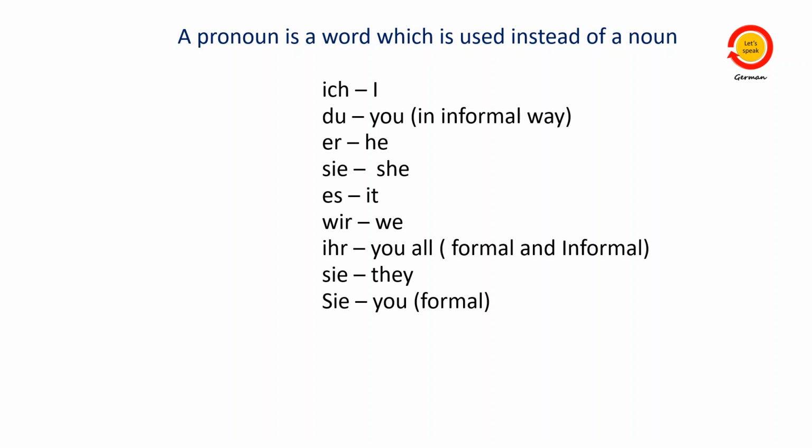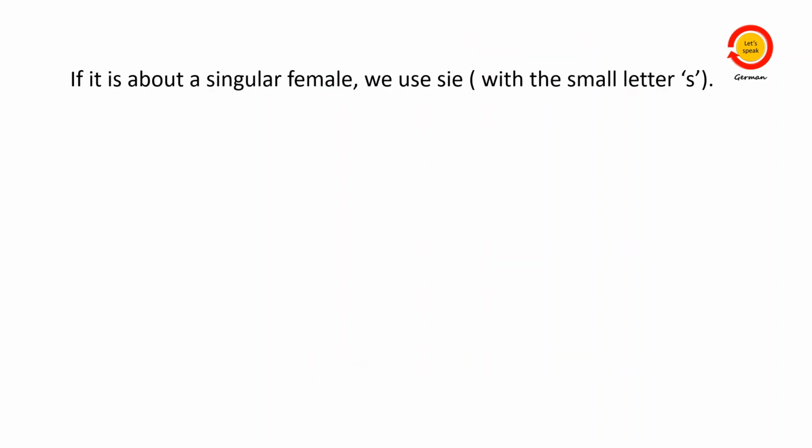You may have noticed that there are 3 Sie words whose meaning is entirely different. So how do we know which Sie we have come across in a sentence? She, they, or the formal you? The simple trick is to first check if the sentence is in singular or plural form. If it is about a singular female, we use Sie with the small letter s. Zum Beispiel, which means, for example, in English, wo wohnt sie? Where does she live?